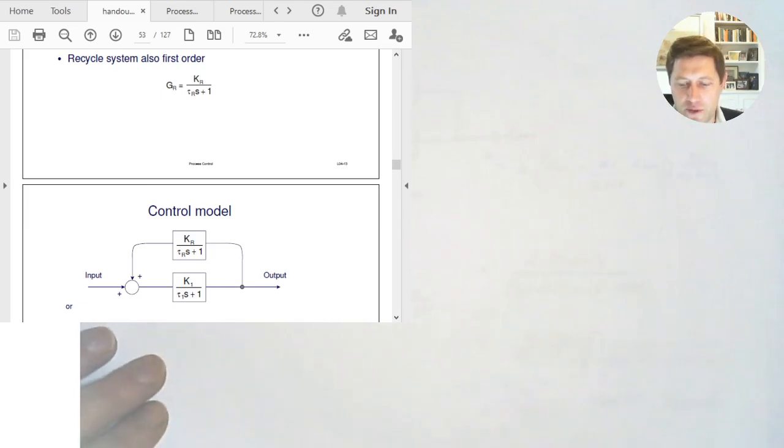So we have our input, we have our process, we have the stream coming out of the process, and then we're taking part of that stream, undergoes something new happening to it, and then it's added in to the input as well. So we have that loop.